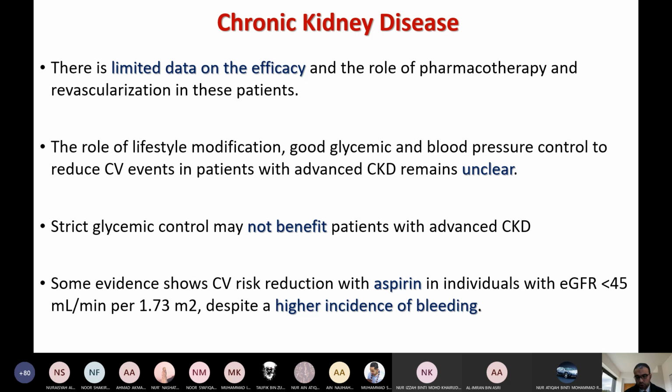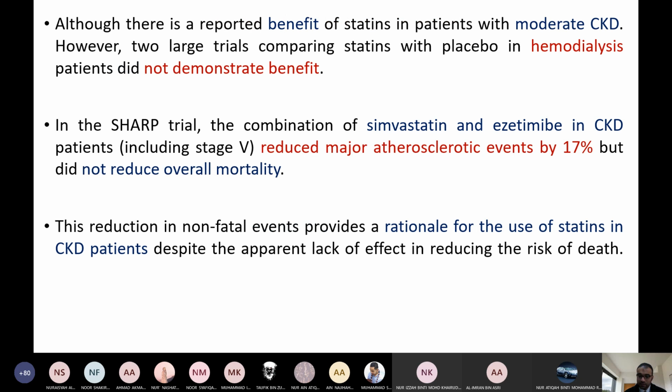Some evidence also shows that cardiovascular risk reduction in patients with CKD may be achieved through aspirin. However, a very cautious look should consider the risk of bleeding in those patients. Statin is recommended in CKD in general, but in hemodialysis, if a patient doesn't take any statin before and then initiates hemodialysis, in this group of patients it doesn't demonstrate benefit.